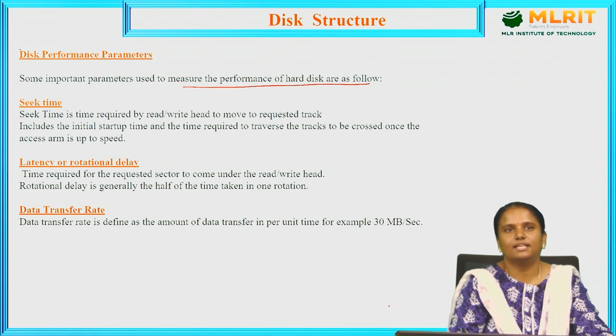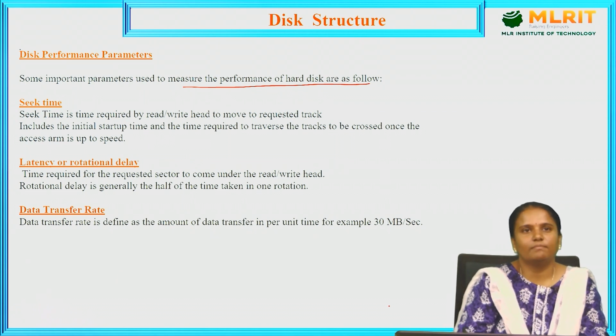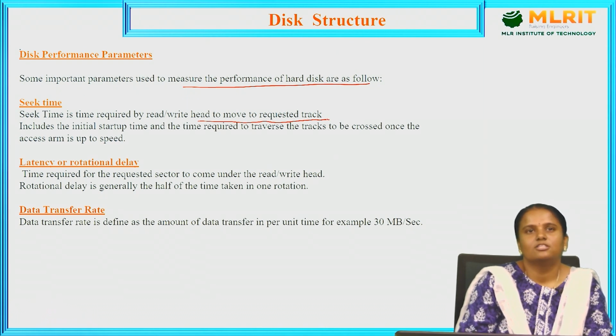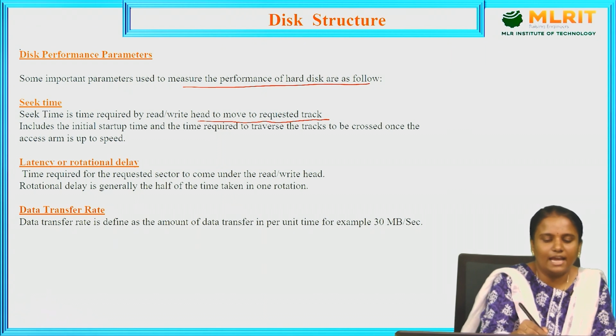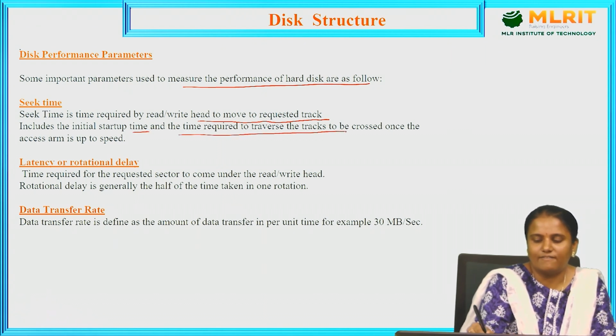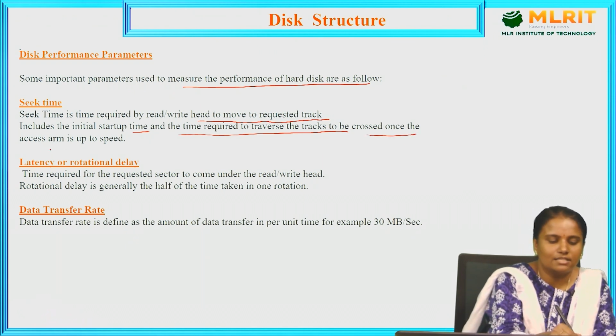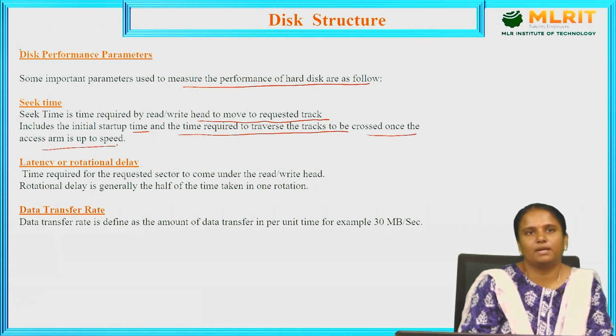So, let us see seek time. Seek time is the time required by the read or write head to move to the requested track. Whichever track is requested for each read or write, that is what seek time covers. It includes the initial startup time and the time required to traverse the tracks to be crossed once the access arm is up to speed.